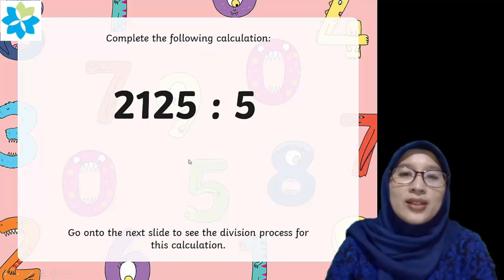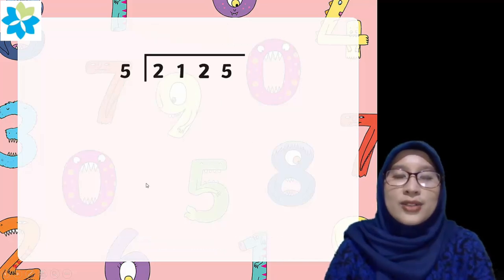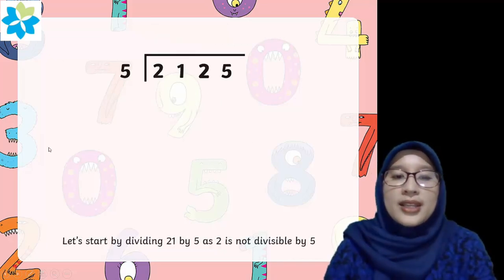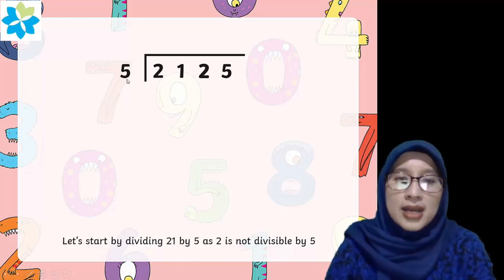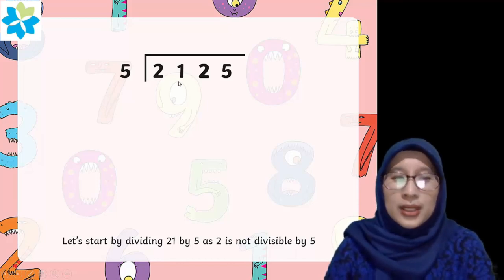Let's complete the following calculation. This is 2125 divided by 5. Let's start to count using this pattern. Okay, let's start by dividing 21 by 5. As 2 is not divisible by 5, karena 2 tidak bisa dibagi dengan 5, karena kurang atau lebih sedikit dari pembaginya, maka kita gunakan langsung 2 digit. This is 21. Let's count.